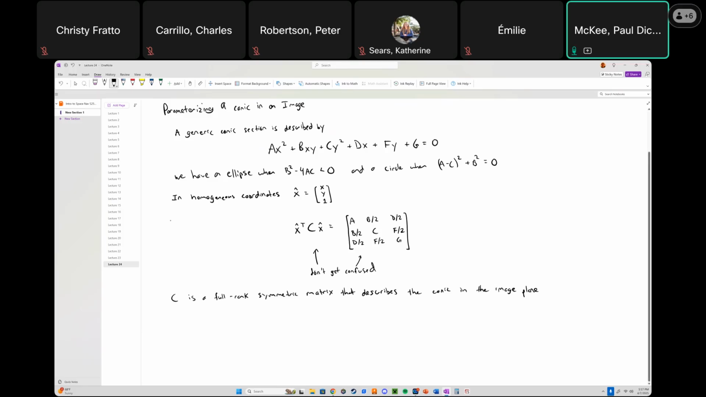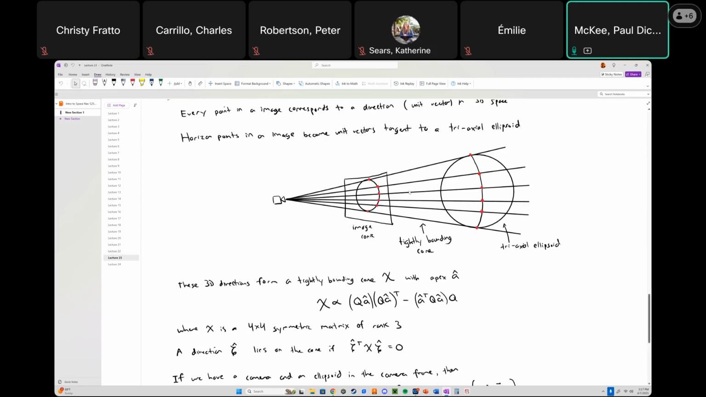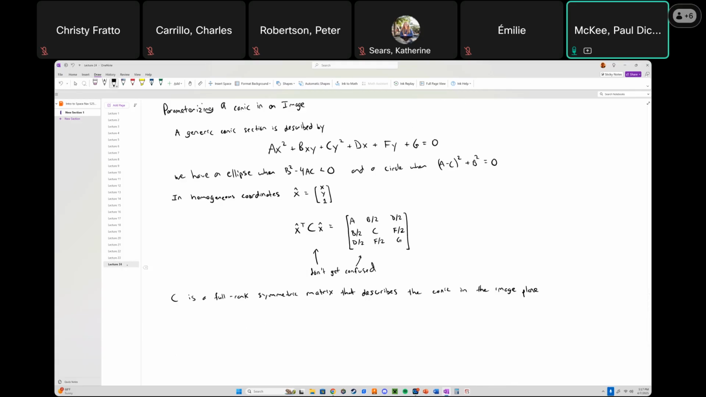So we can compute the cone formed by back projection of an image conic. We talked about this tightly bounding cone here. We have the image conic, or we can find the image conic through image processing. We want this tightly bounding cone. We can compute the cone formed by back projection of the image conic.